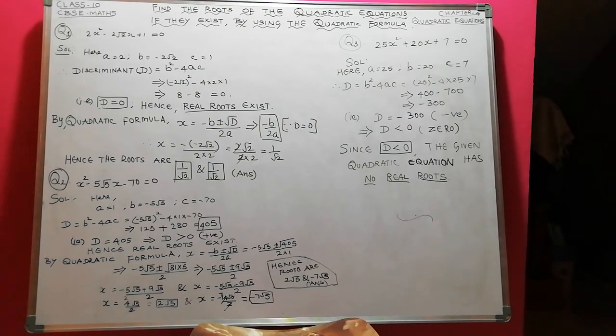So 20 squared is 400, 4 into 25 is 100, 100 into 7 is 700. 400 minus 700 gives you minus 300. So it is negative 300. So that means D is less than 0. D is negative, it is less than 0. See, already in the previous video you learnt when d is less than 0, the given quadratic equation has no real roots. So d less than 0 represents that for the given quadratic equation no real roots will be available. So for the given quadratic equation only you can get imaginary or artificial roots.